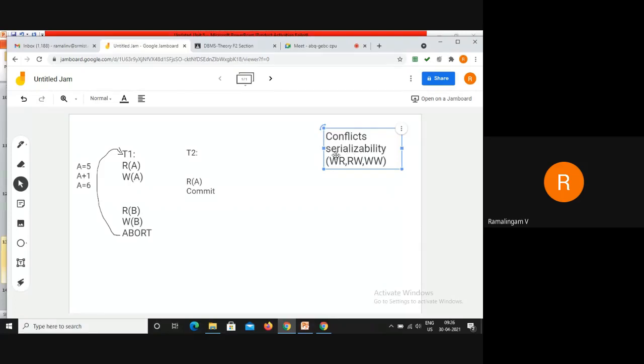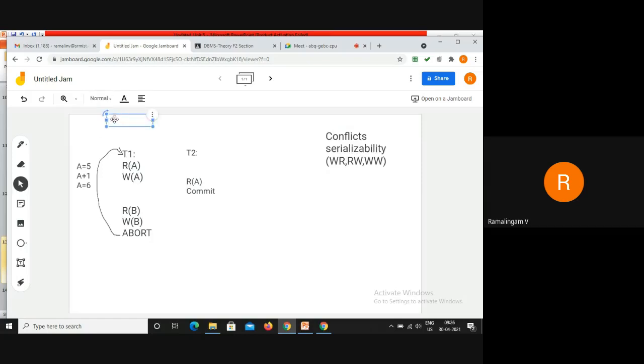Okay, so first we should see the write read conflict. What is the write read conflict? Write read, in the sense of reading uncommitted data. So what is reading uncommitted data? This is an example of reading uncommitted data.